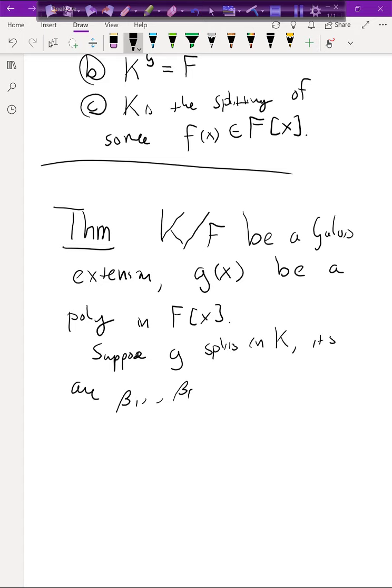And its roots. Hey Ben, can you close the door? Okay.